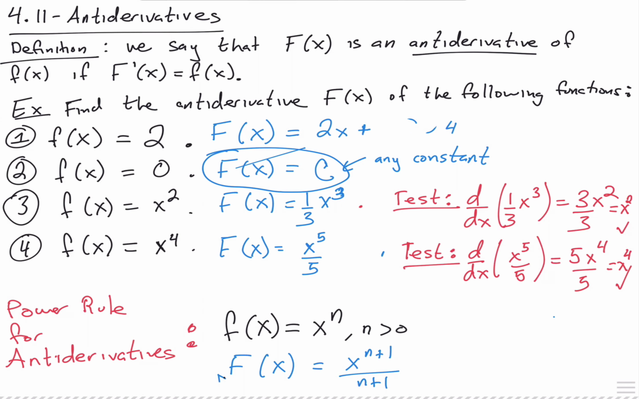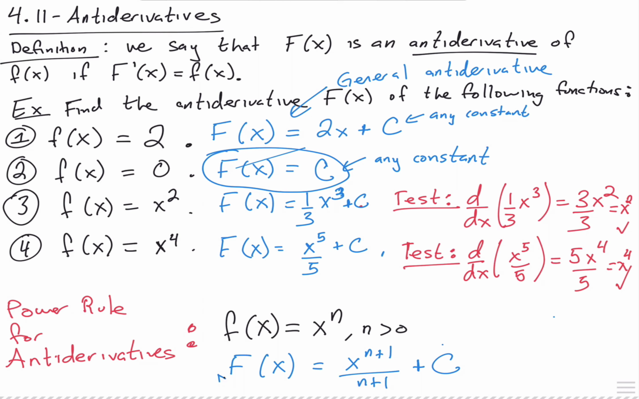So the general antiderivative is whatever the function is, plus c, where c is any constant. All these antiderivatives should actually be plus c, because when you get the derivative of that, the derivative of the constant is 0. Does that make sense? You might call this the general antiderivative. So for the power rule, this would be plus some constant c. Okay, so this is our first antiderivative rule.